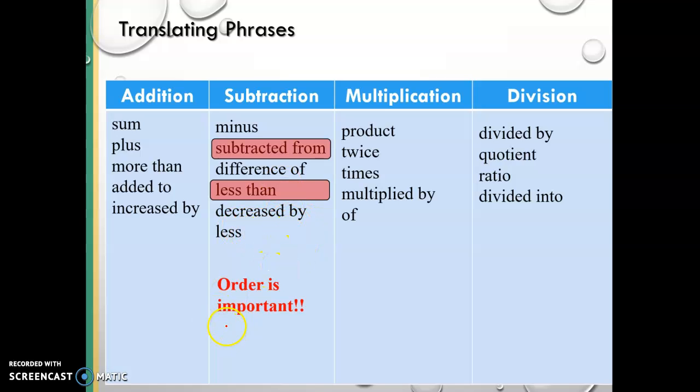Order is important. Why? Because if you are not able to identify which one should be subtracted to or from, it's different. Subtracted to is different from subtracted from. And then we have multiplication: product, twice, times, multiplied by, and of. For division: divided by, quotient, ratio, divided into. These are the common words. Again, order is important.